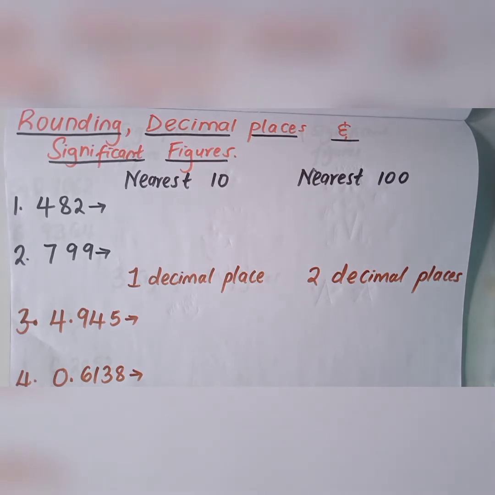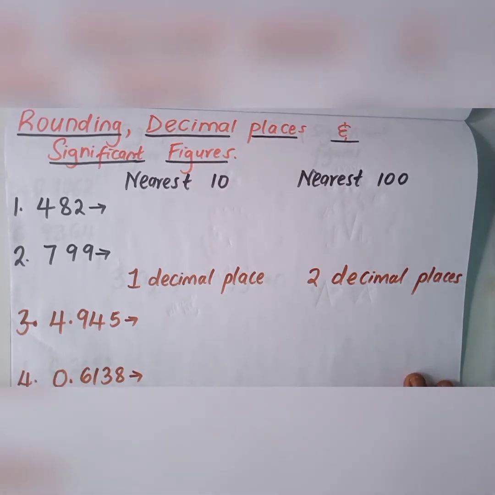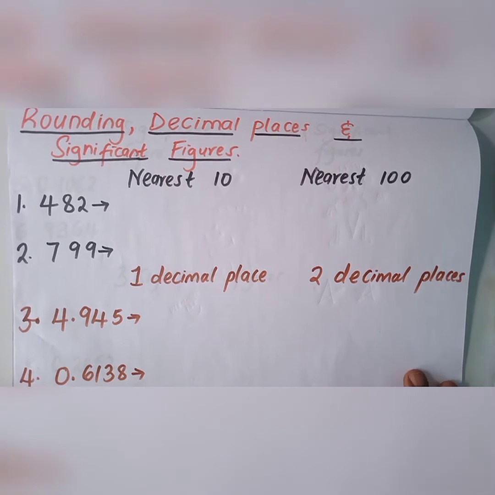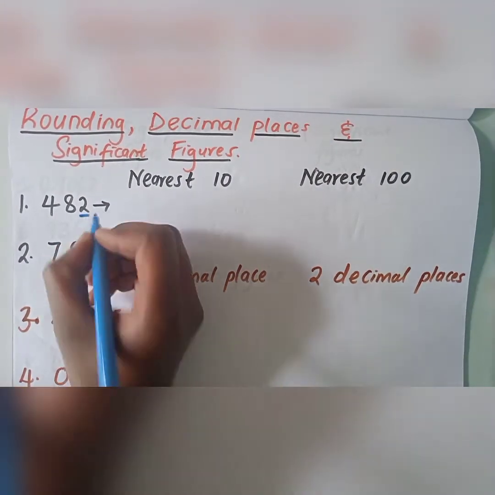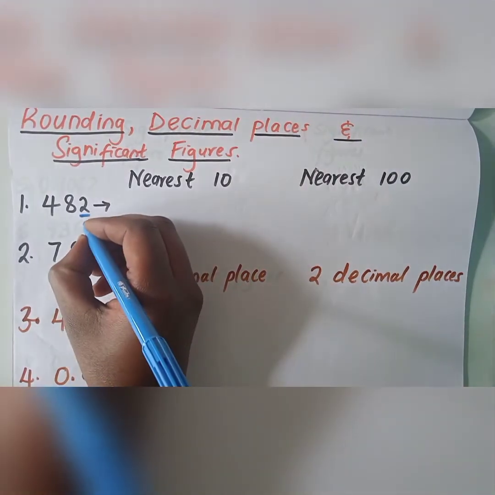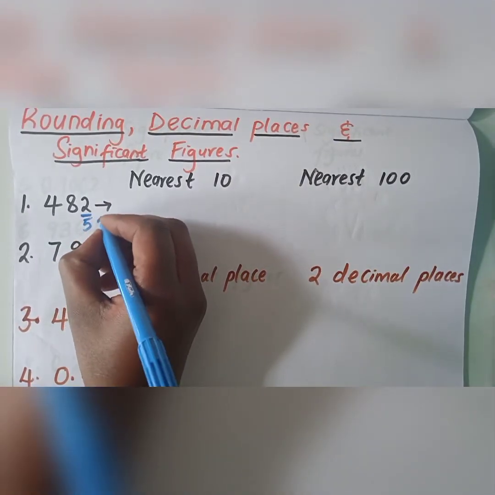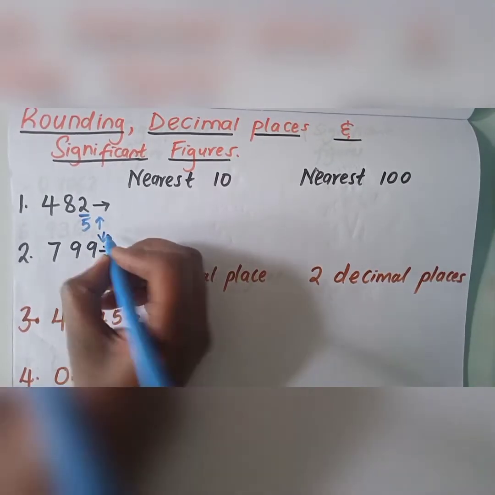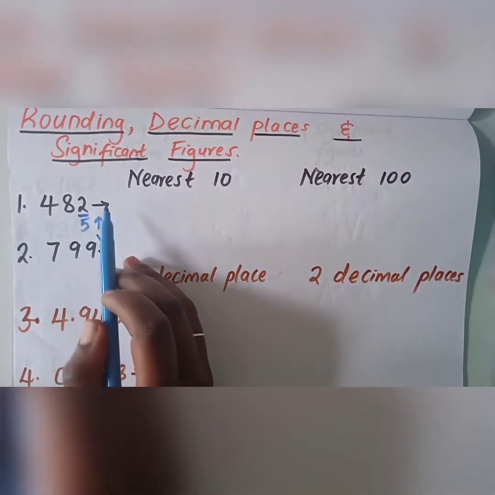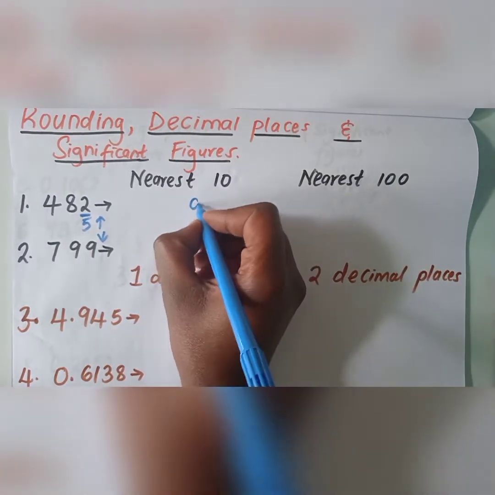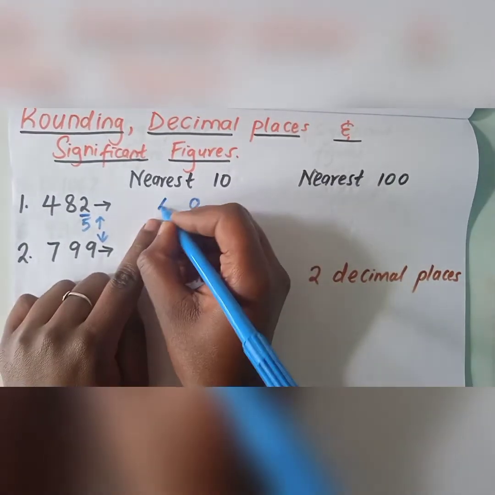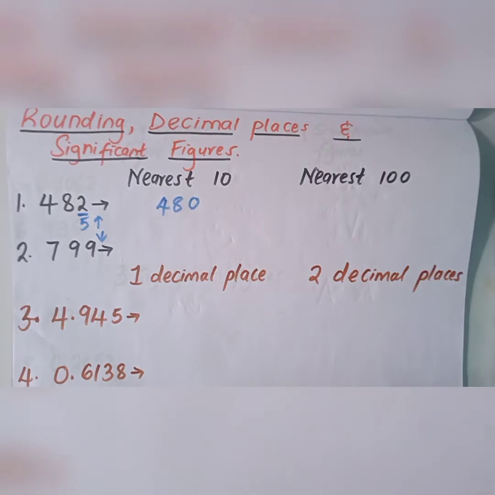So today we'll be looking at rounding, decimal places and significant figures. The first one will be rounding to the nearest 10. When you're rounding to the nearest 10, look at the number in the unit column. If it's 5 or more, you round up. If it's less than 5, you round down. So 2 definitely is less than 5, so this one will be rounded off to 0, and the other numbers before it will stay the same.